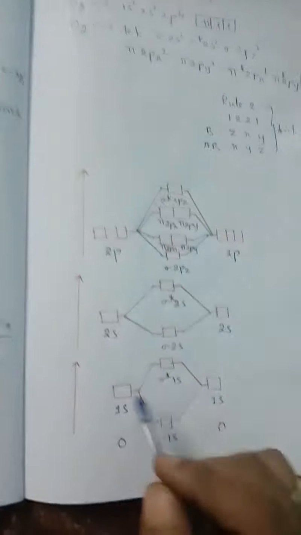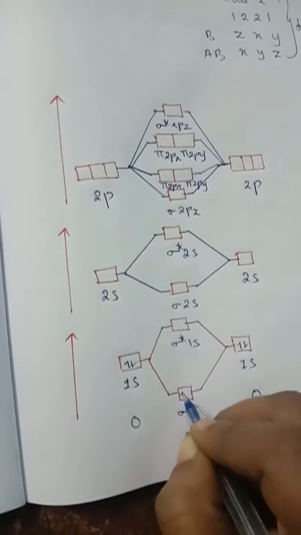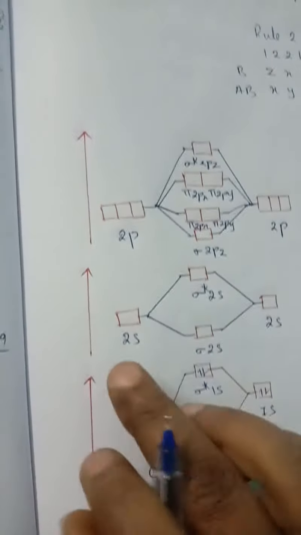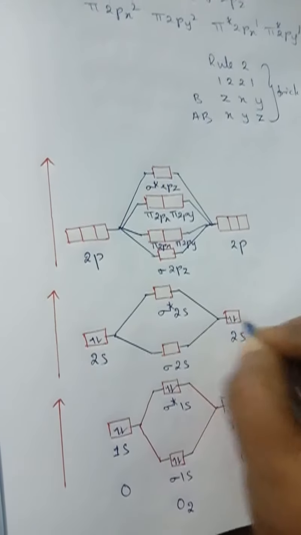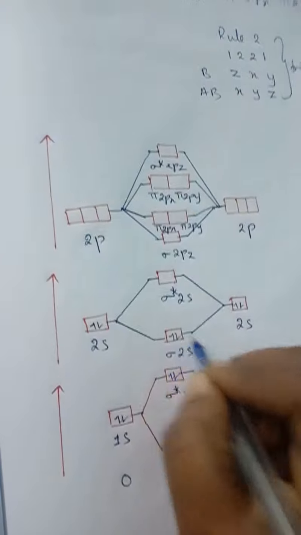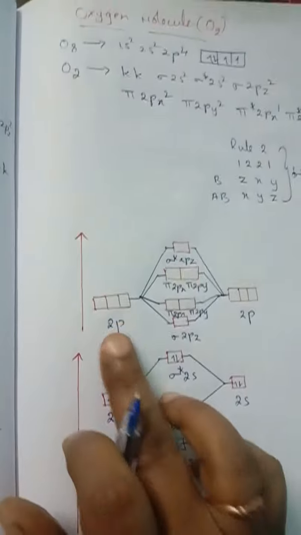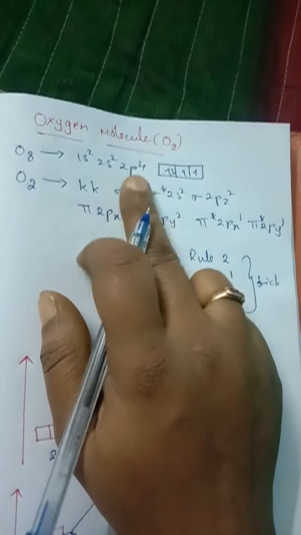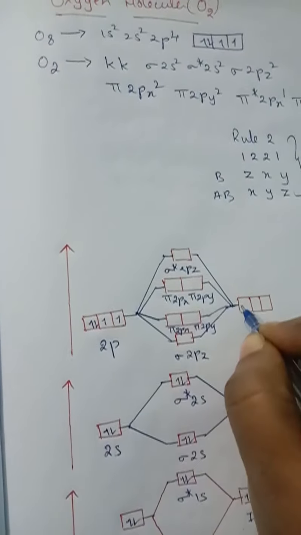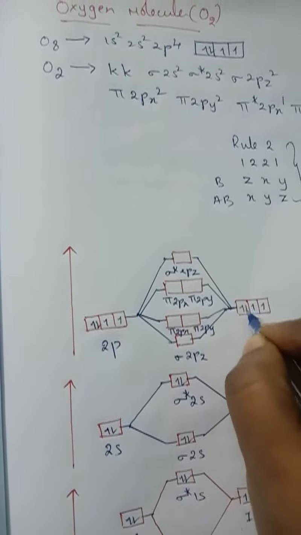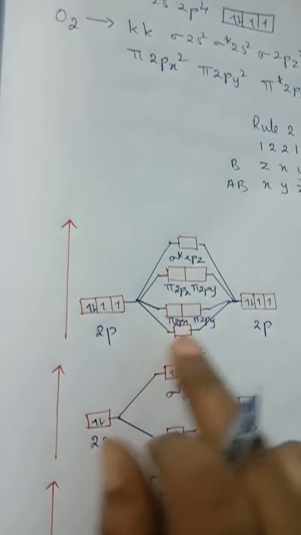In 1s, how many electrons are present, children? 2 electrons. So 1, 2, 1, 2, and here also 1, 2, in bonding and in anti-bonding. 2s is also completely filled: 1, 2, 3, 4. In bonding, sigma 2s has 2, sigma star 2s has 2. And now we come to the p orbitals. How many electrons are present in the p orbitals? 4. So arrange 1, 2, 3, 4, and here also 1, 2, 3, 4 electrons are present. So total 4 plus 4, 8 electrons we have to arrange here.